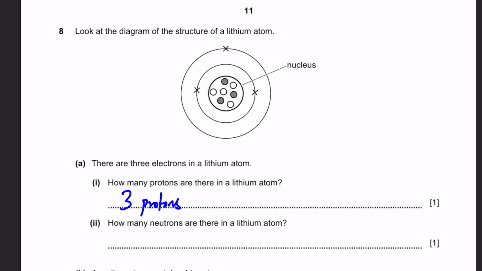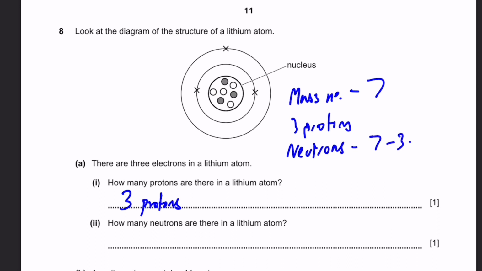You need to remember this actually. The mass number of a lithium atom is 7. And there are 3 protons. So neutrons will be 7 minus 3, which is 4. That's the answer. 4 neutrons. You need to remember the mass number. There's no other way to do it.